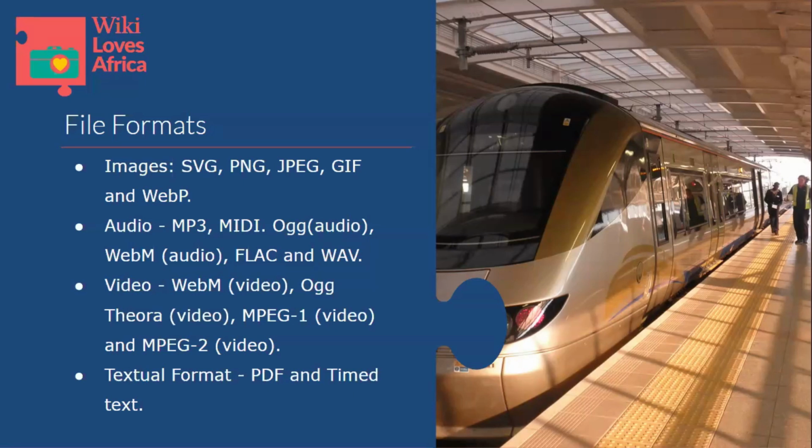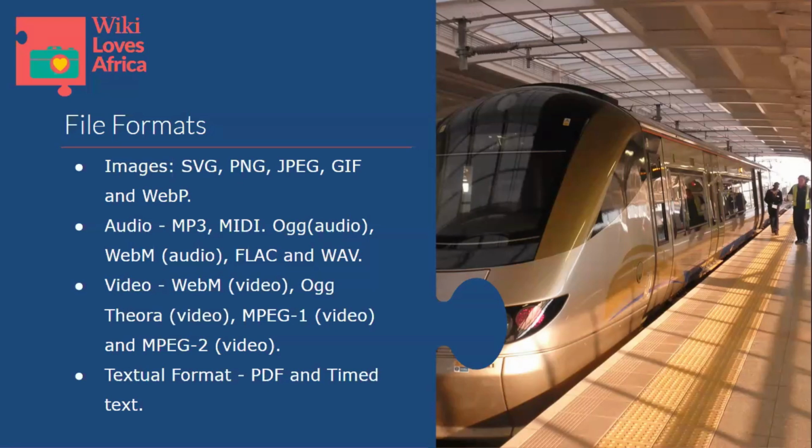For images, we have SVG, PNG, JPEG, GIF, and WebP. These are the formats accepted for images. Normally, if you take a picture, most of our cameras save pictures in JPEG. Maybe when you try to edit your photo, your photo editor automatically saves your file in a format other than these. Maybe you should just do a reset and make sure it's saved either in PNG, JPEG, or any of the formats available here.